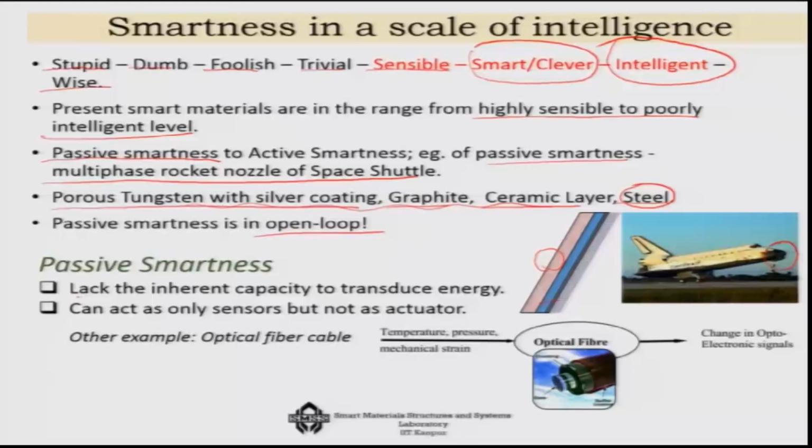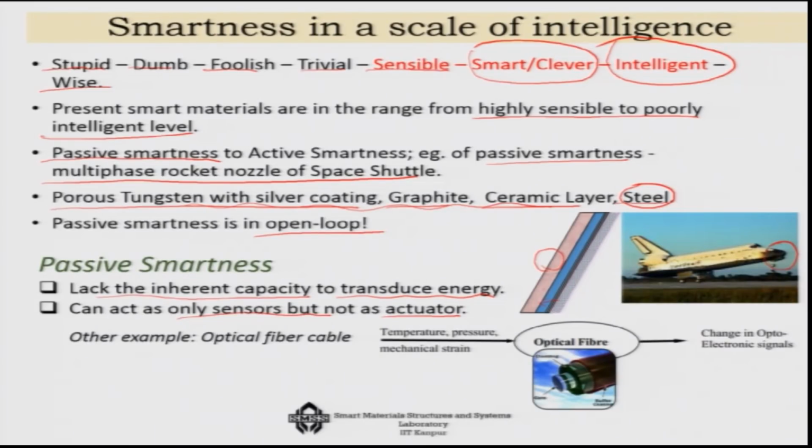You need some kind of adaptiveness in the system. Passive smartness lacks the inherent capacity to transduce energy, because it can only convert the energy to a particular form. It can act generally only as a sensor, but not as an actuator, and so you need an active system.